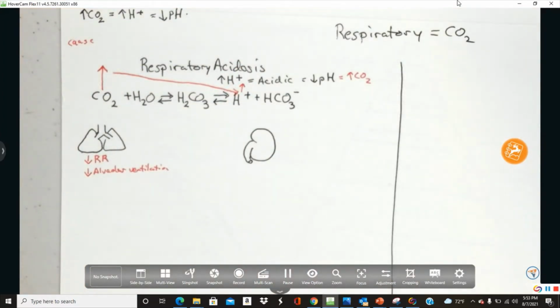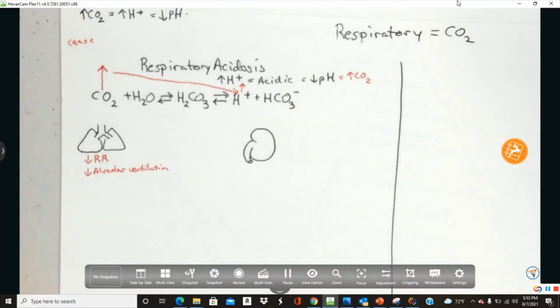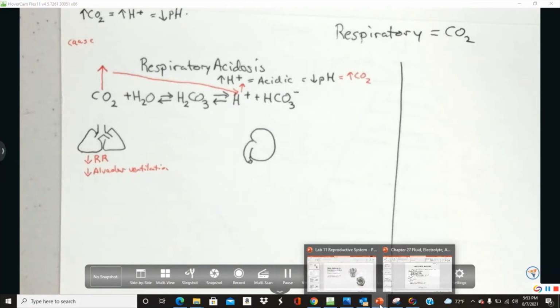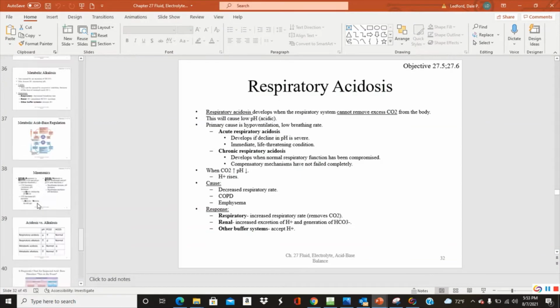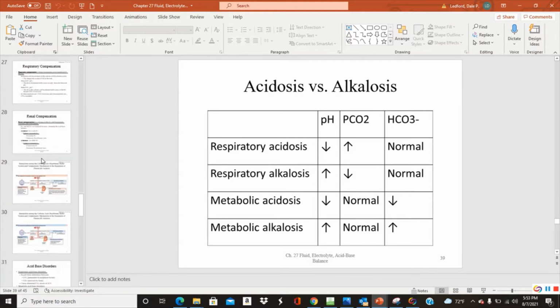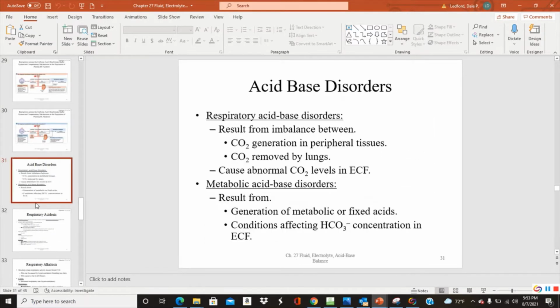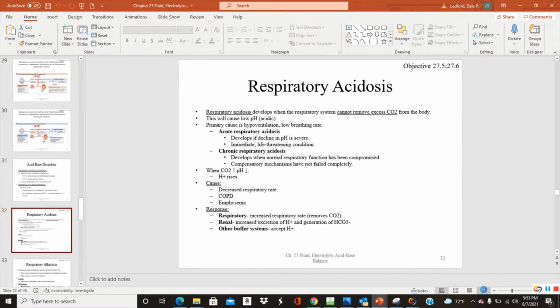Now, one of the things I always like to make sure that we mention here, and I'm going to use my little table I made, is that in respiratory acid-base disorders, our bicarbonate should always stay normal. That is one of the things you'll use. There is a thing I'll mention called anion gap, which helps you tell between compensated versus non-compensated acidosis and alkalosis, but that is a whole different thing.